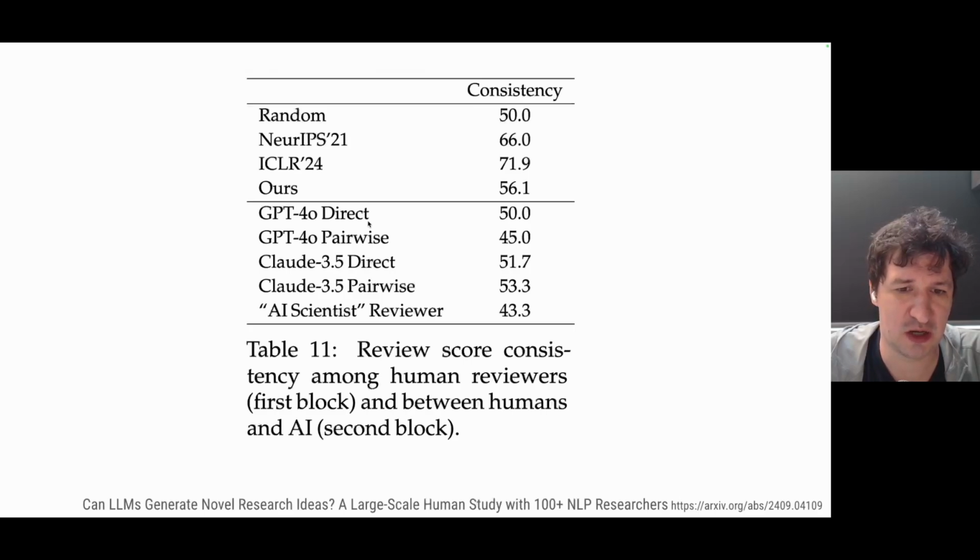And when they looked at the consistency between humans and AI, they saw that for many models it was just equal to chance. For some of them, a bit more than chance, and for some of them, even less than chance. So it means that the ideas that are highly rated by humans are lower rated by AI tools. Yeah, so it seems that at this point, AI evaluation is really bad.